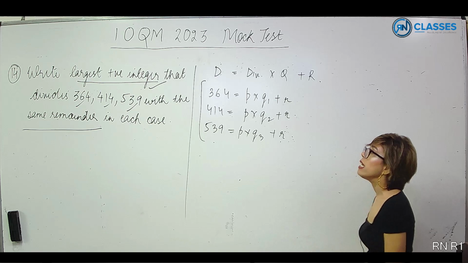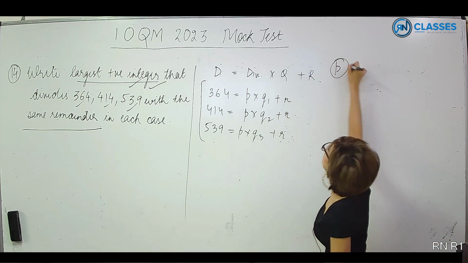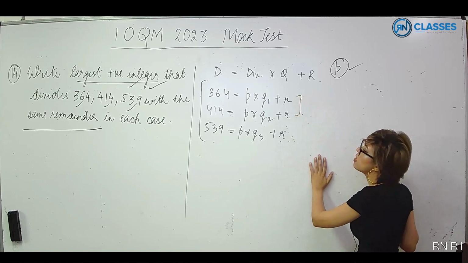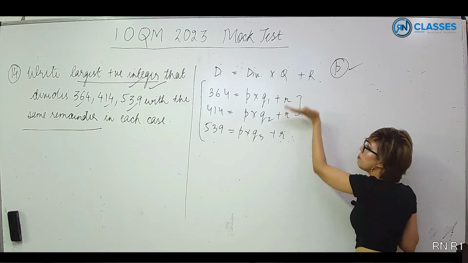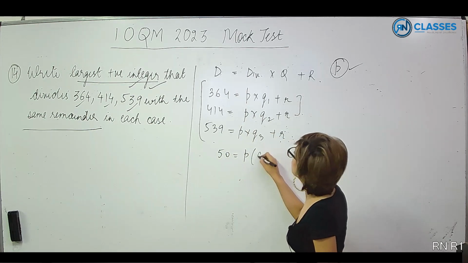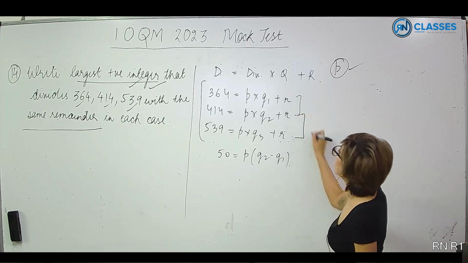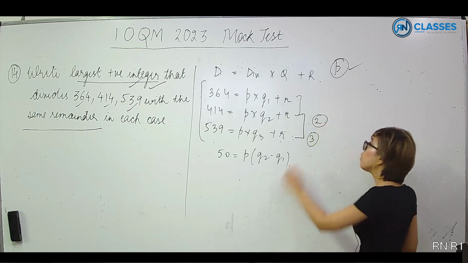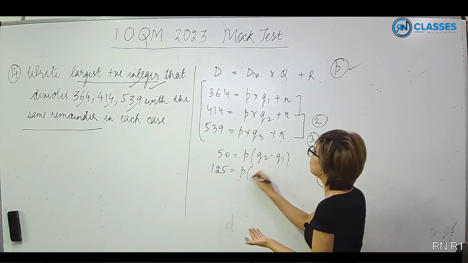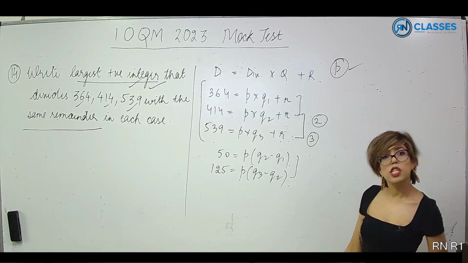I have these three equations and I need to find the largest positive integer. That means the largest possible value of P. Now, looking at these two, R is here, R is here. Obviously, my first instinct is to subtract the two. Right? So this minus this turns out to be 50 is equal to P into Q2 minus Q1. I'm subtracting this minus this. Cool. Similarly, if I subtract 3 minus 2, I will write this as 125 equal to, now P common obviously, into Q3 minus Q2. Right? Now I think the question is done.